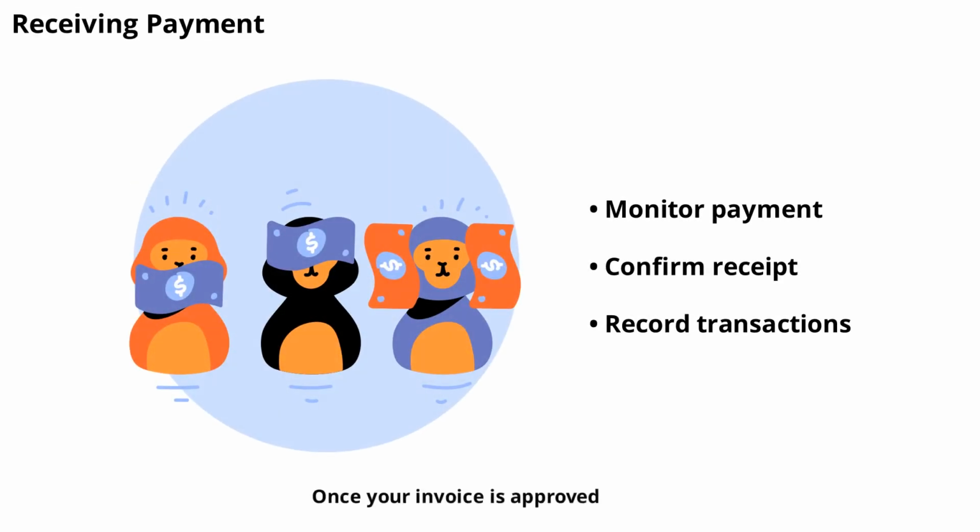Once your invoice is approved, you'll receive payment according to the details you provided. Payments may arrive via bank transfer, PayPal, or another method. Check your account regularly and confirm receipt. If there are any issues, contact your employer promptly. Keeping a record of all payments helps with future expense tracking and tax preparation.